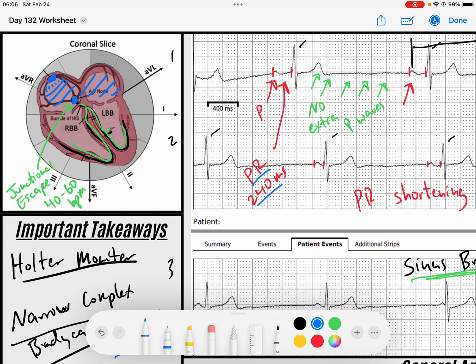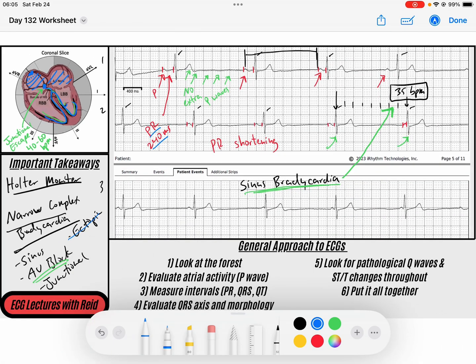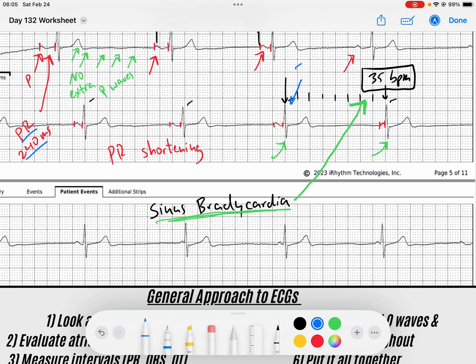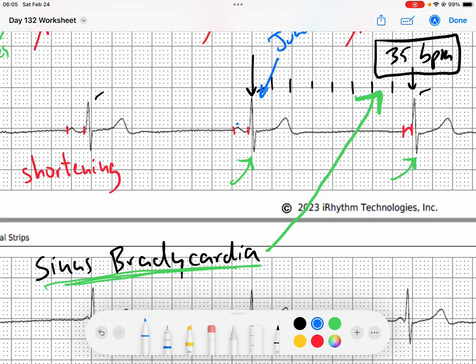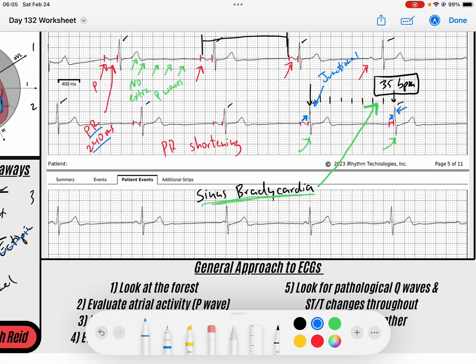So in the time that the AV node was capturing that signal from the atria, it actually just sent out a junctional escape rhythm before it could conduct that signal down. So we're actually seeing a junctional escape rhythm occurring before this PR interval, before that P can even conduct that QRS. And that's why that PR interval is shortening. That P wave is trying to get down, but we have a junctional beat that occurs right before it could do so.